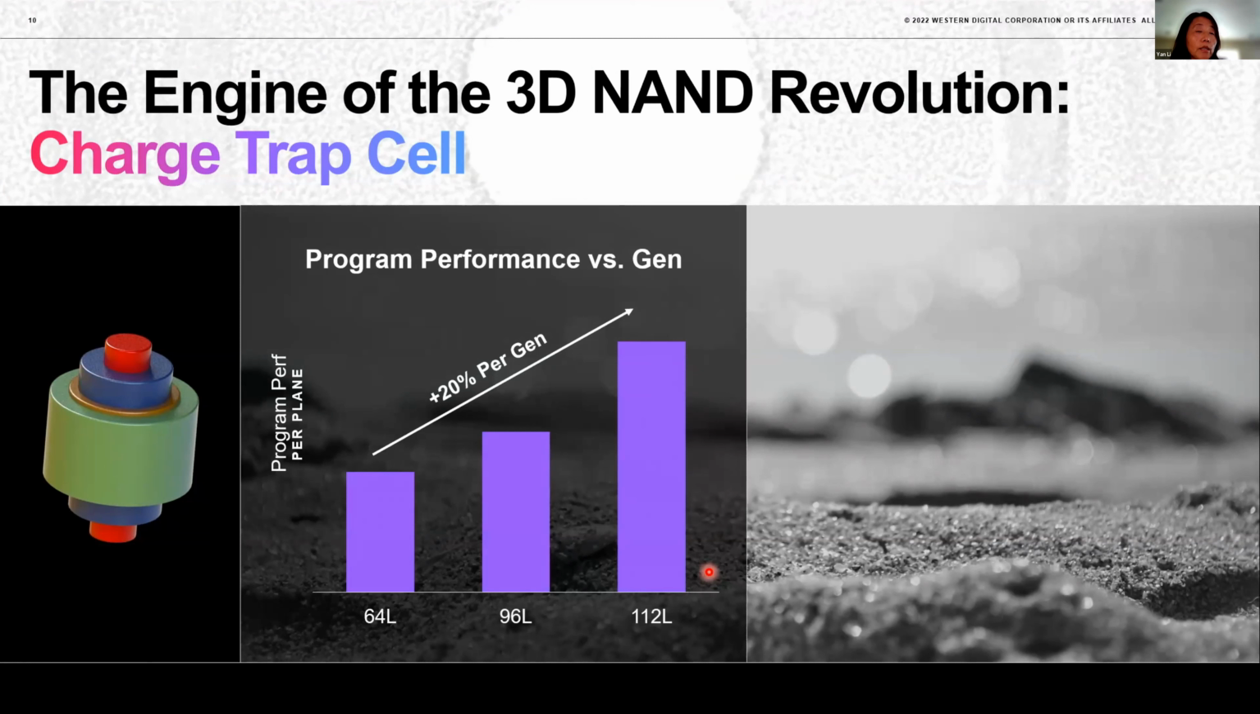So you can see each program performance. We try to increase the performance each generation by 20%. The write performance is most important. Certainly, read performance is also important, but write performance is related to how fast you can write a big file into the storage. So we usually talk about the program performance. We are increasing at the speed of 20% per generation.